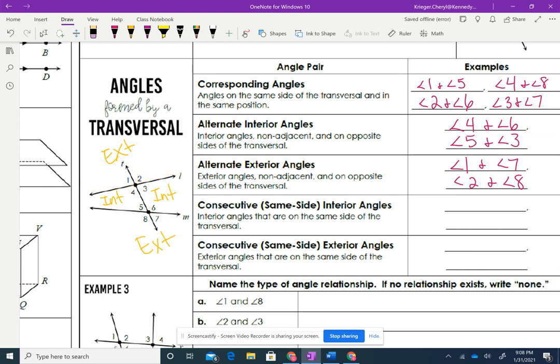Okay, so same side interior angles are interior angles that are on the same side of the transversal. So I'll color in my interior. Here's the interior. Same side of the transversal. 3 and 6. Angle 3 and angle 6. All right, I call them consecutive interior angles. The other one would be angle 4 and angle 5.